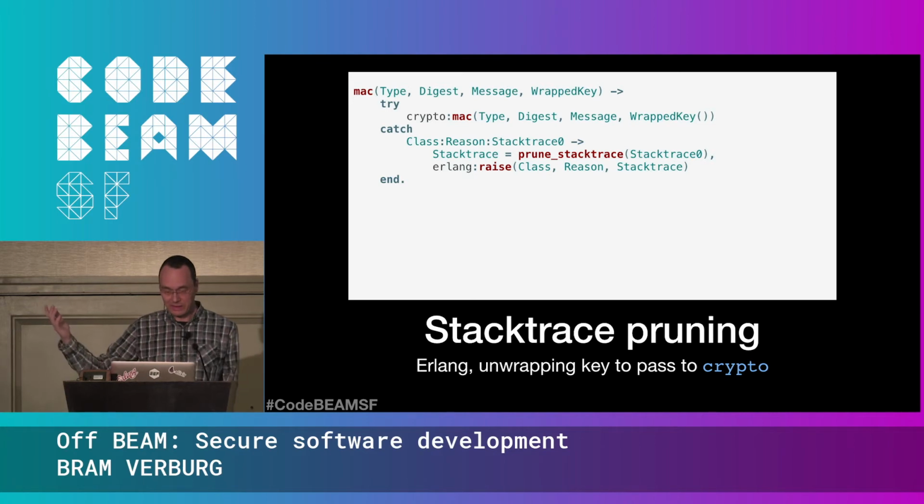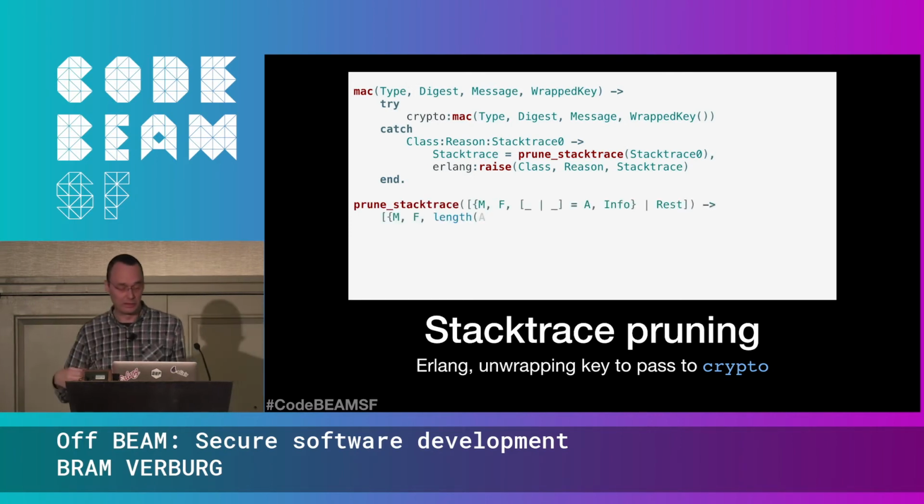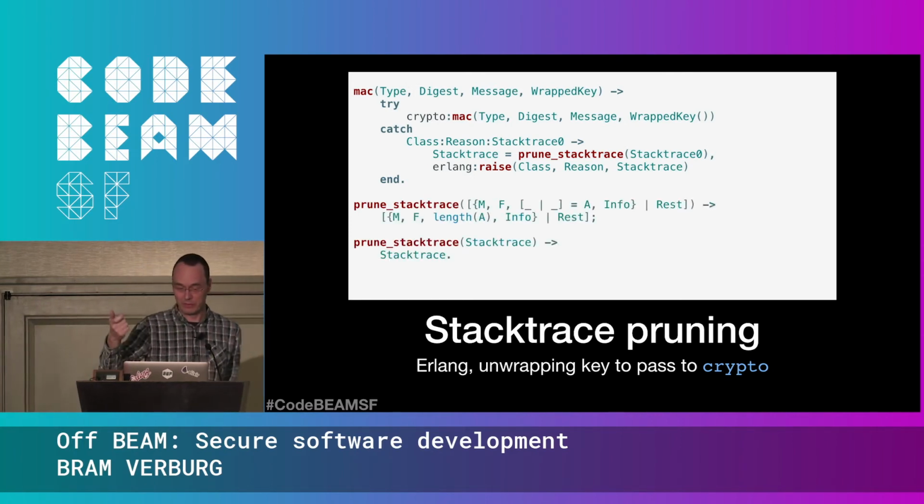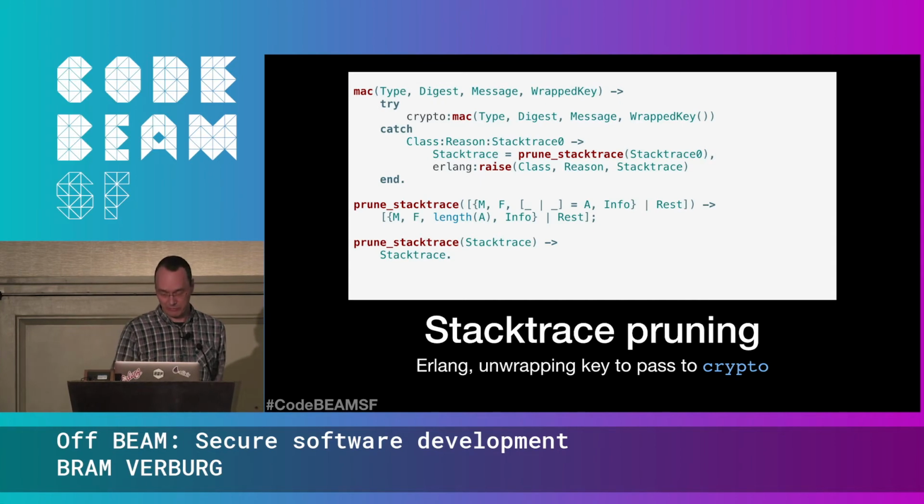So in this case, we're calling the crypto API. If an exception happens, I'm pruning the stack trace. So this is how the stack trace pruning looks. Basically, if the first element in the list has a list of arguments, it replaces the list of arguments with the arity of the function, the length of the list. And then it re-raises the exception.